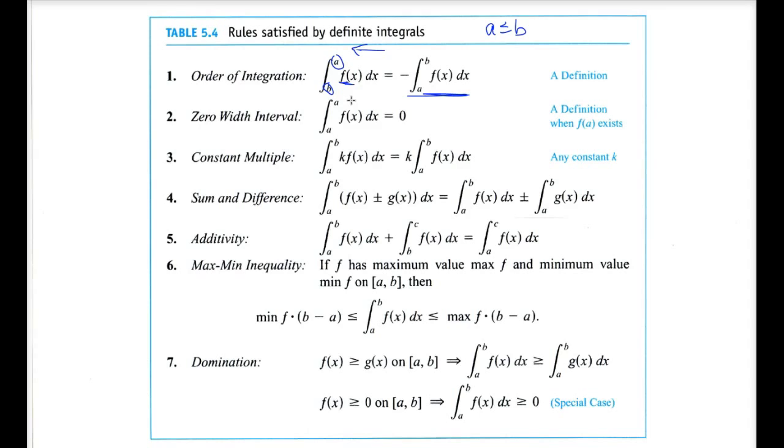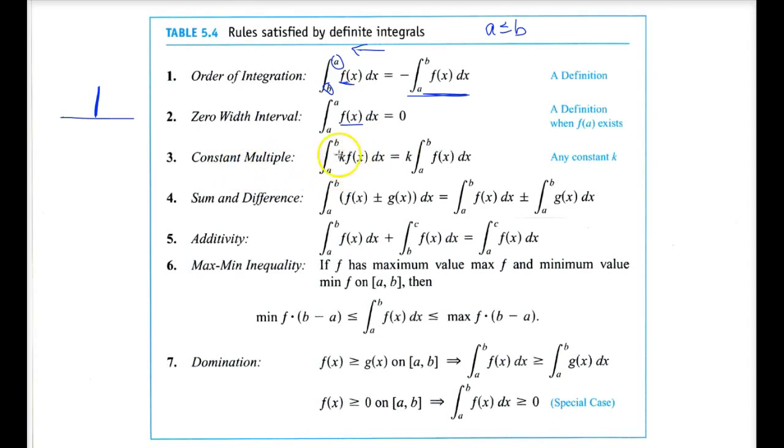Okay? So rule number 2 says that if I have a function and the limits of integration are the same, then technically what that looks like is a function that has no width. And if you have no width, you can't have any area. So that's why, for f of x, if you take the integral and the limits of integration are the same, it'll always be 0.